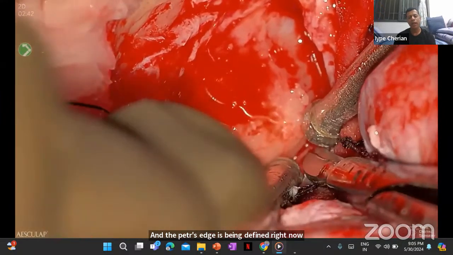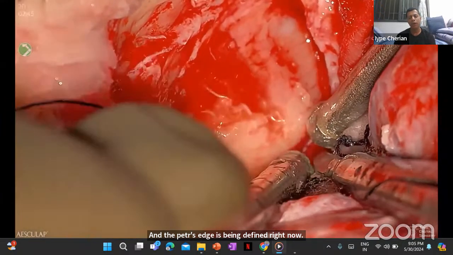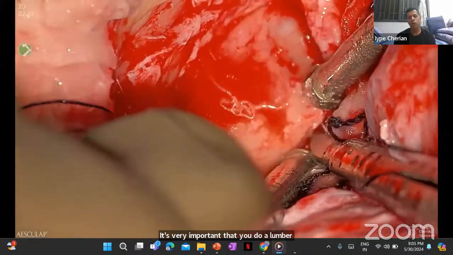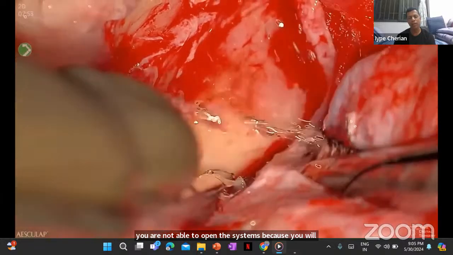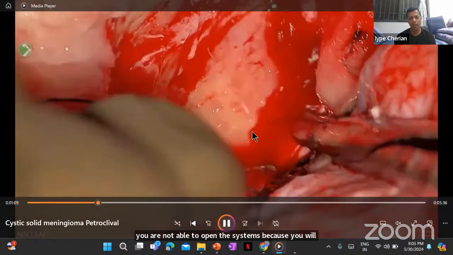It's very important that you do a lumbar puncture if you're not able to open the cisterns, because you will need the brain to be quite lax. You don't want any retraction here.